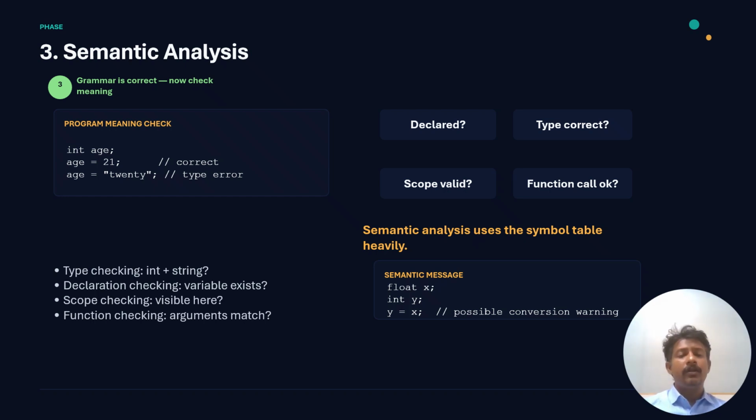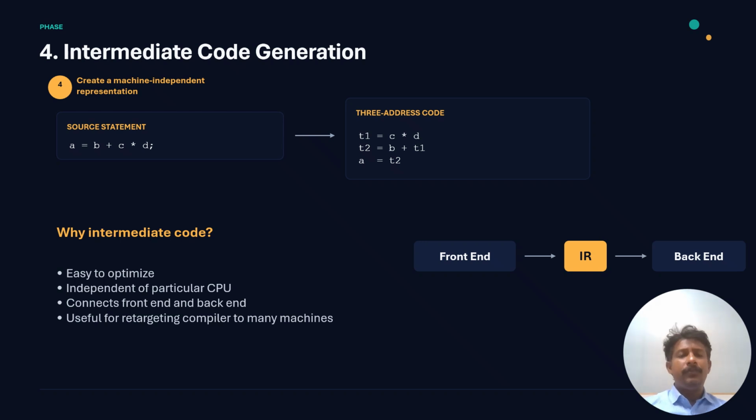And then the fourth phase is the intermediate code generation. After the compiler understands the program, it does not always directly create the machine code. Many compilers first create a mid-level code. This is called intermediate code or intermediate representation. Why do we need this intermediate code? Because it is easy to analyze, easy to optimize, and easy to convert into different machine codes.